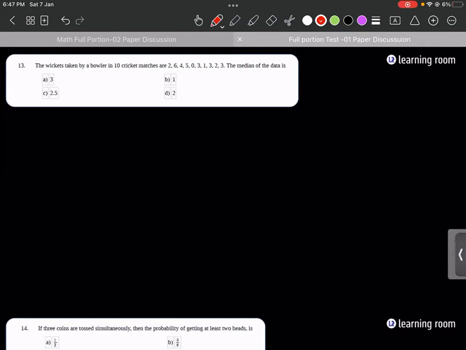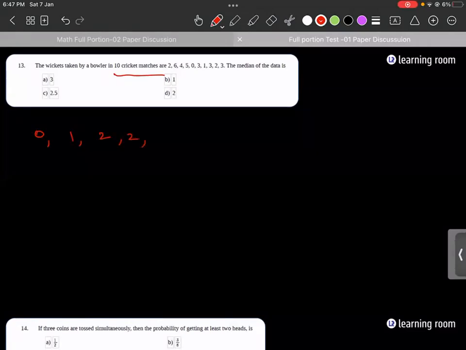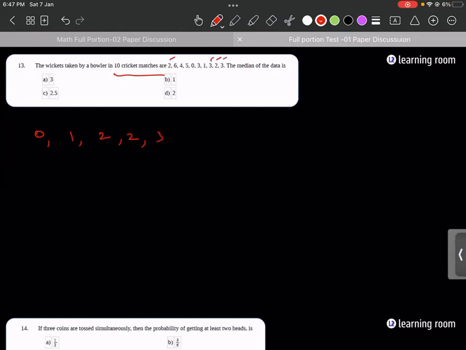Since you have even number of data, first thing is arrange them in the ascending order. 0, 1, 2, 2, 2, 2. Then you have 3, 3, 4, 5, 1, 2, 3, 4, 5, 6, 7, 8. Am I missing something? There are 3, 3, sir. 3, 3, 3, 4, 5, 6.